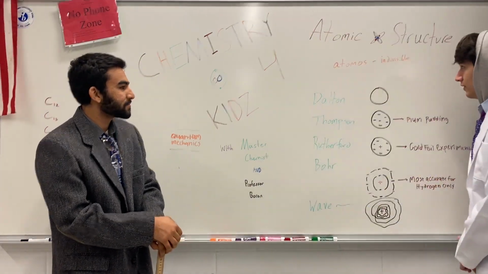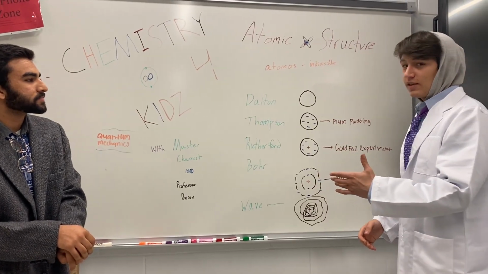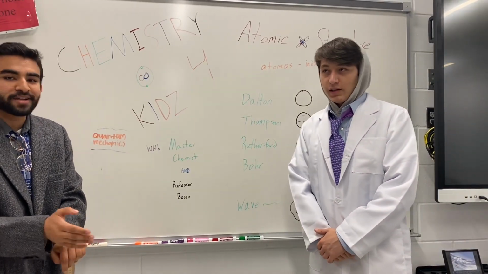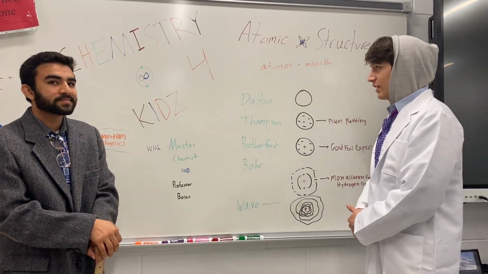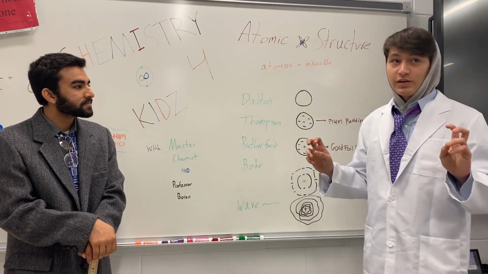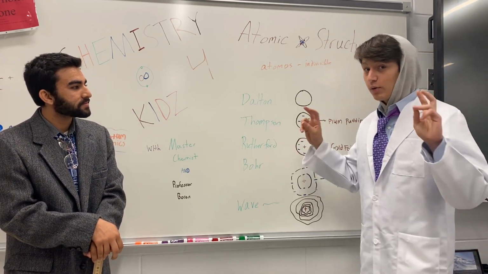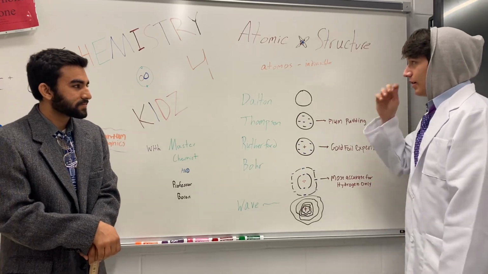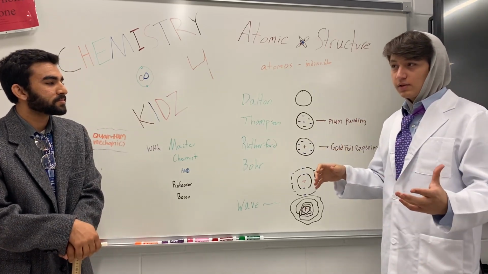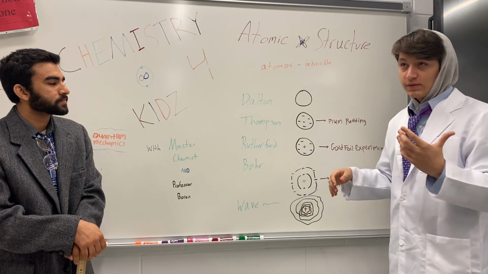So if we start off now, basically someone by the name of Aristotle, you might know him, came up with the idea that there were 4 elements: earth, wind, fire, and water. Elements in quotations because they're not. So he came up with that idea, and that was generally well received during that time.